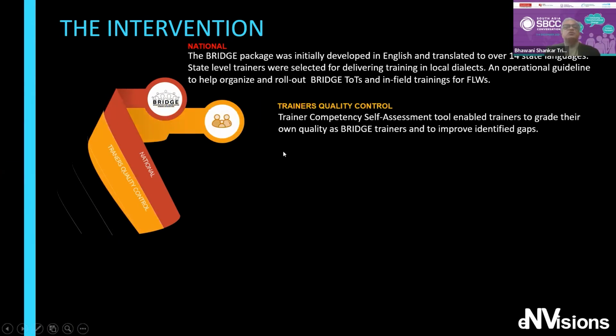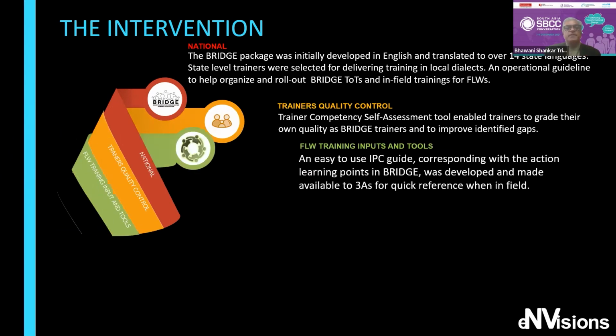Then you have the quality control. As I mentioned in the previous slide, competency control was very important. A self-assessment tool enabled the trainers to grade their own quality as Bridge trainers and to improve identified gaps. In fact, I must say that this was quite a pioneering thing to happen in any training in India.